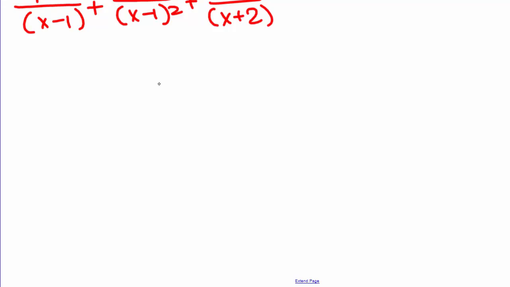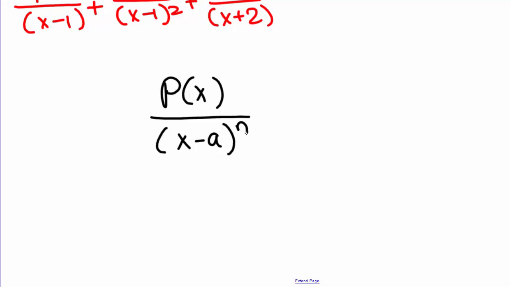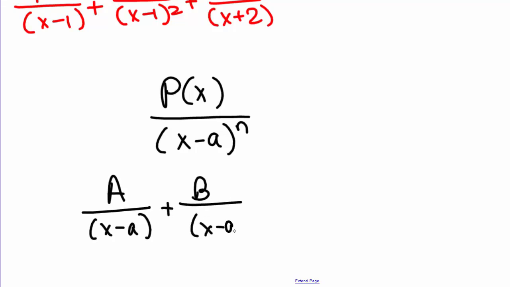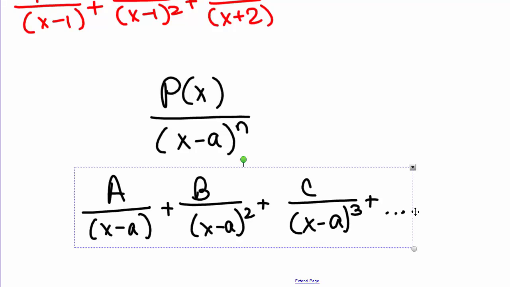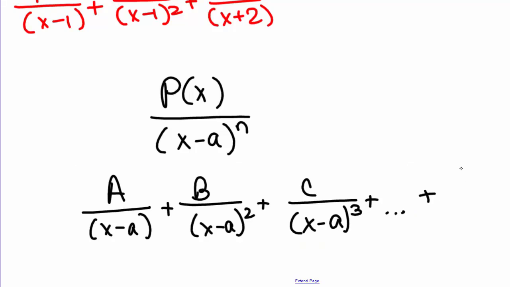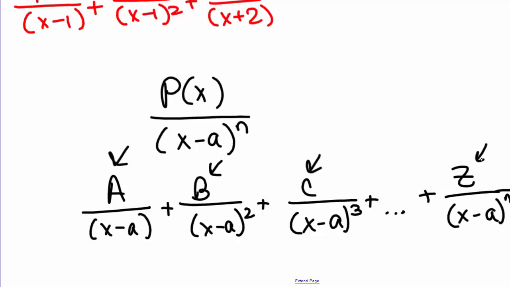And in fact, in general, we can say if we have a polynomial over x minus a to the n, we can write that out as a over x minus a plus b over x minus a squared plus c over x minus a cubed plus dot dot dot plus whatever letter we're on. I don't know, we'll say z over x minus a to the n. So you just write out every possible power underneath, and that allows you to just have numbers on top, which is nice when you're solving for them.